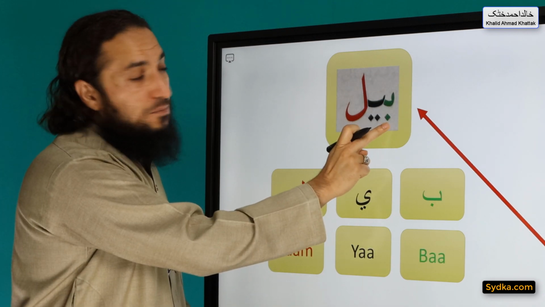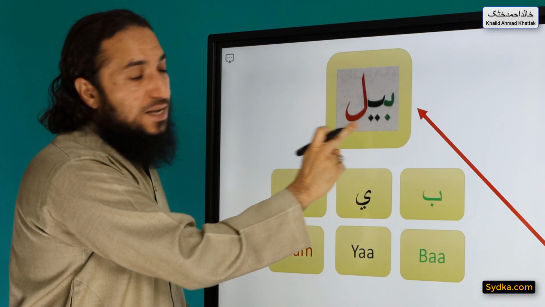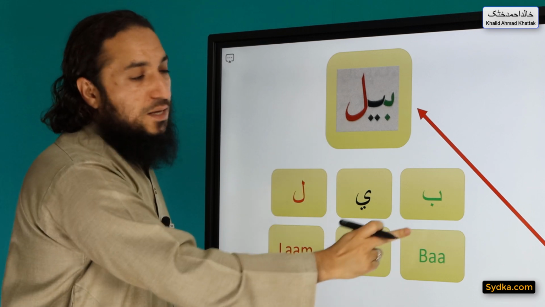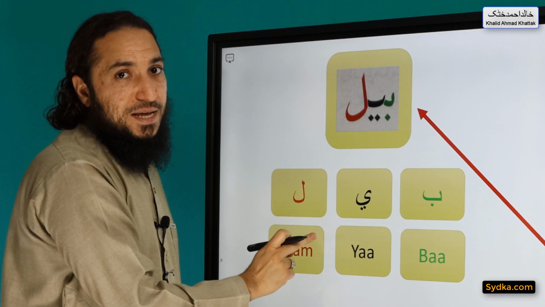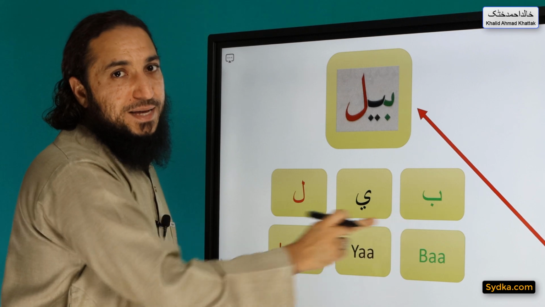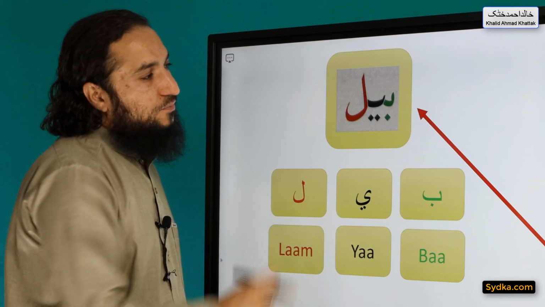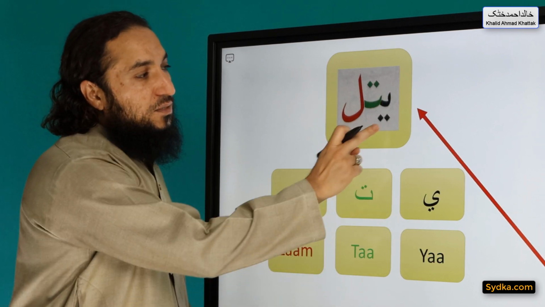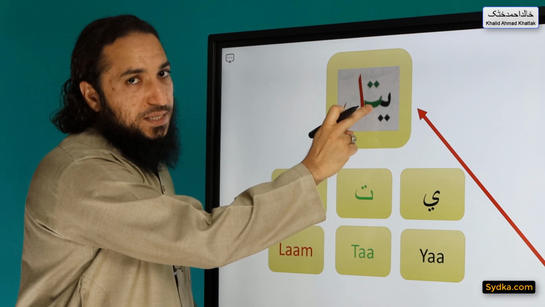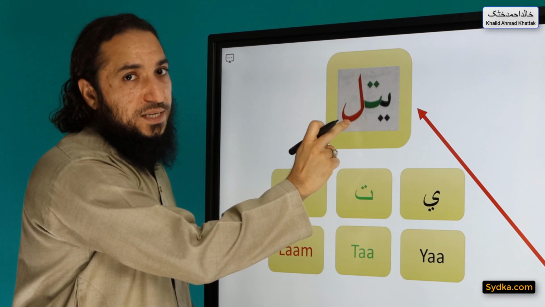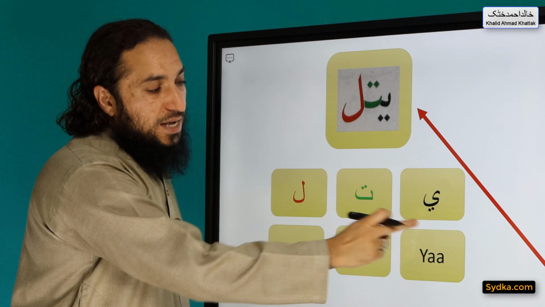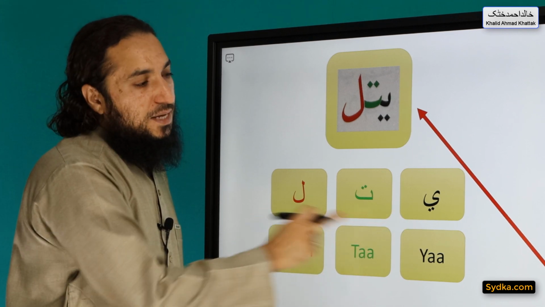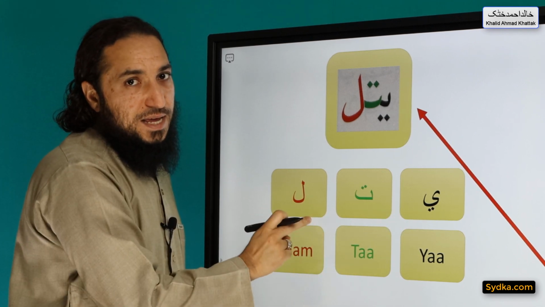The first letter is Ba, the second one is Ya, the third one is Lam. Ba, Ya, Lam. The first letter is Ya, the second one is Ta, the third one is Lam. Ya, Ta, Lam.